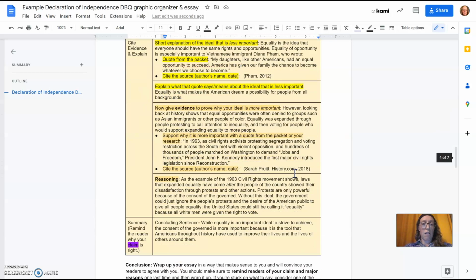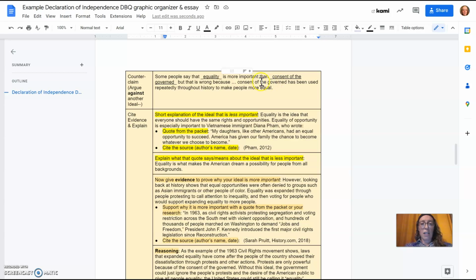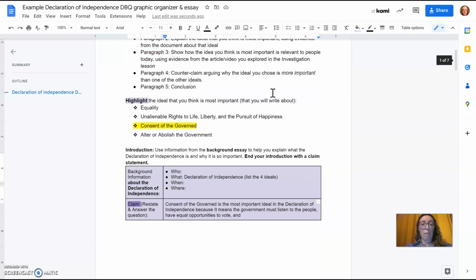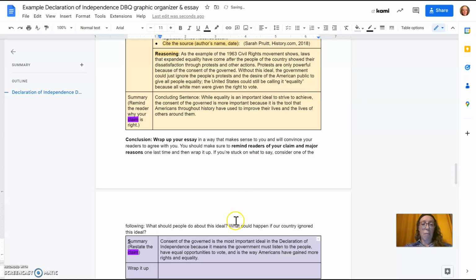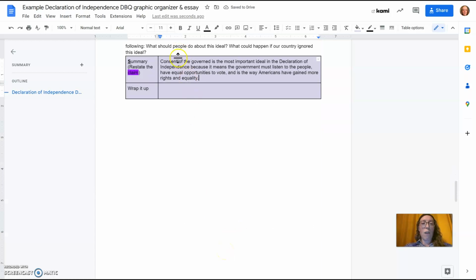Let's see, third paragraph is right here. It says the consent of the governed has been used repeatedly to make people more equal. All right, so back up there to my conclusion. All right, sorry, my introduction. It's the way Americans have gained more rights and equality. All right, there is my claim statement. Now, I'm going to take that claim statement and I am going to copy it. And I'm going to paste the exact same thing right down here in the conclusion box, where it says summary, restate the claim.